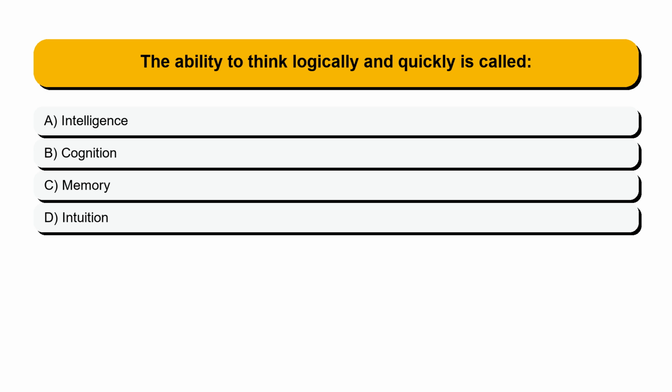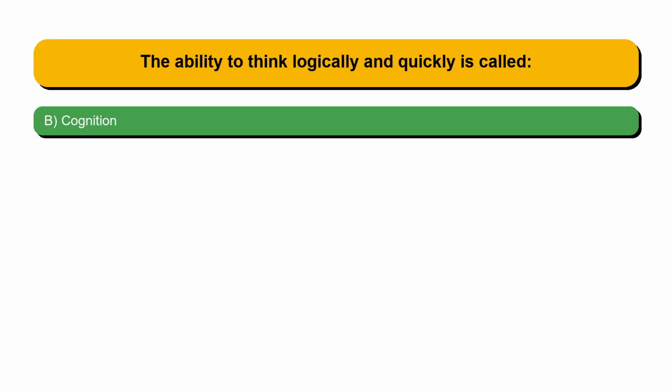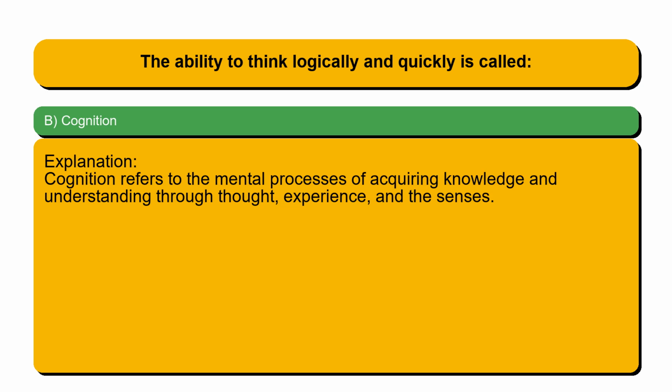Question 1. The ability to think logically and quickly is called Option A. Intelligence. Option B. Cognition. Option C. Memory. Option D. Intuition. The correct answer is Option B. Cognition. Cognition refers to the mental processes of acquiring knowledge and understanding through thought, experience, and the senses.